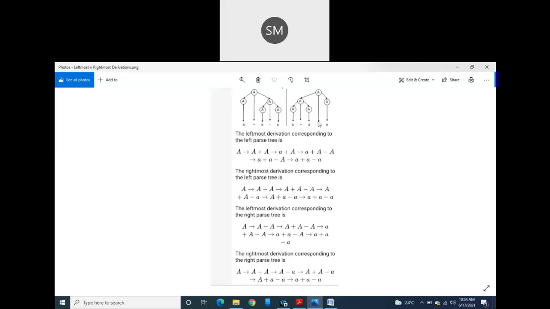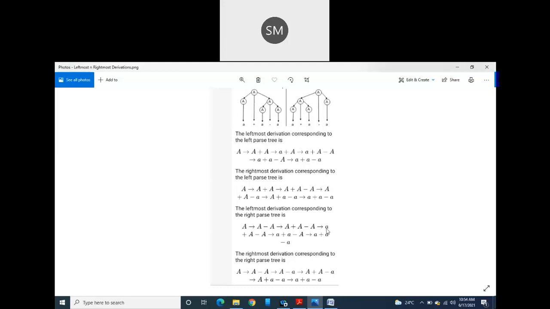A minus A. So earlier what was it? It was A plus A, but this time it is A minus A. Then again here, leftmost A is which one? This one. So it will be replaced as A plus A. So this A is rewritten as A plus A, then minus A is as it is. Then once again you find out among these three capital A's, which one is the leftmost A. This one is the leftmost A.